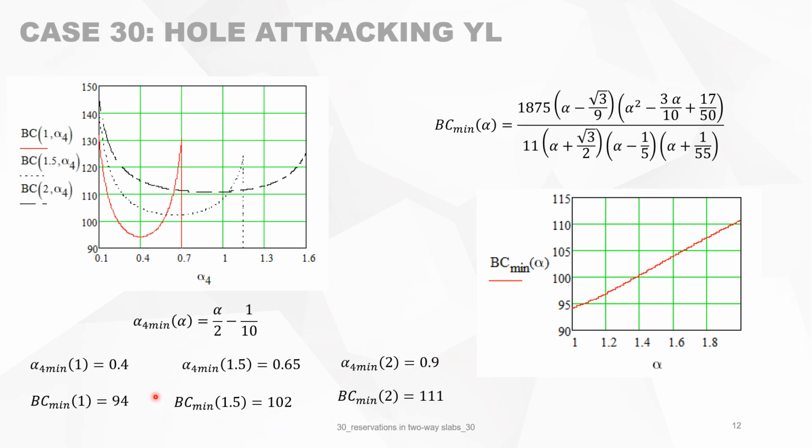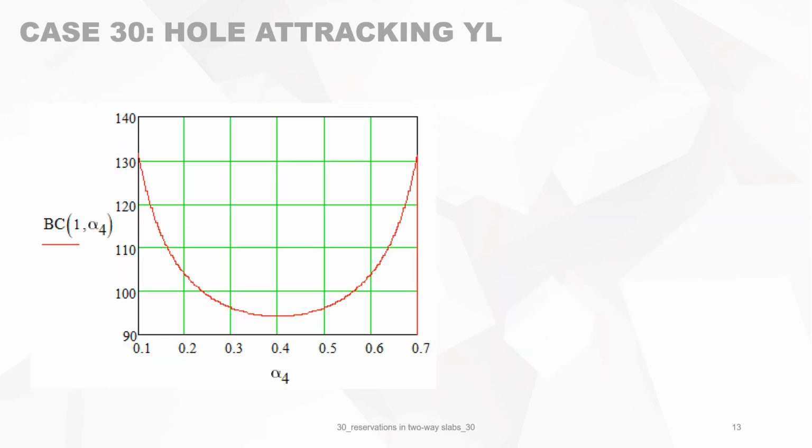So now you know that you must be careful for reservations made in slabs with an alpha smaller than 1.4, and the critical values are given here. So you can lose only a maximum of 6% of the bearing capacity, which is that one.